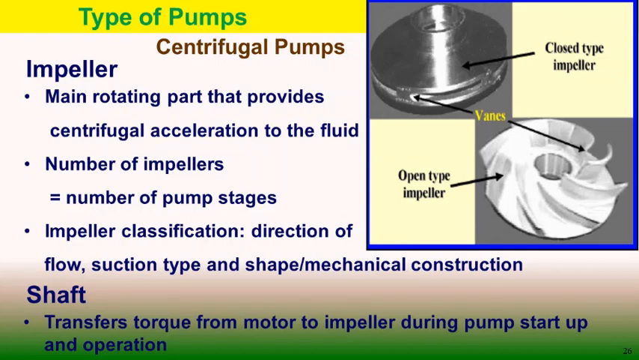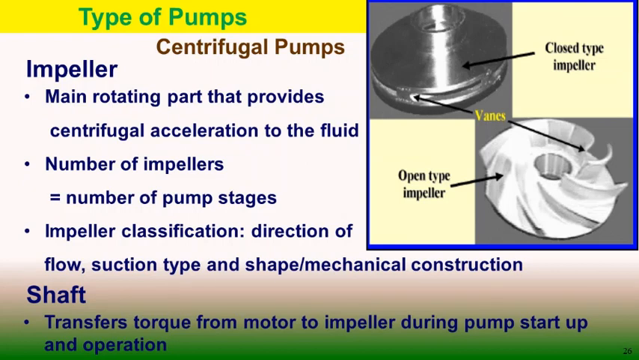Now, the number of impellers in a system is determined by the number of stages of the pump. A single stage pump has one impeller, and for low head, it may have a single suction arrangement or double suction arrangement. But for multiple stages, impellers are determined by the number of stages. If the number of stages is 5, we find 5 impellers.